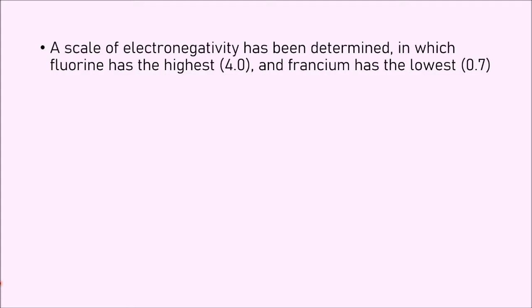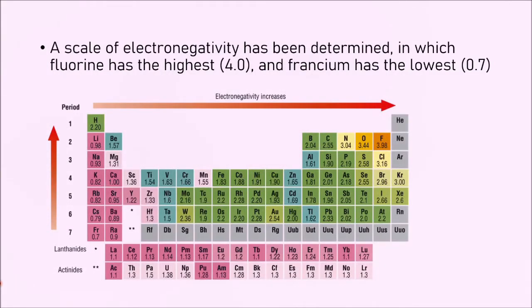Because if we look at the periodic table here, we've already said that electronegativity increases up a group and across a period. Now, ignoring the noble gases, fluorine will therefore be in the top right-hand corner of the periodic table. That's why it has the highest electronegativity. Francium, therefore, which is in the bottom left-hand corner, will have the lowest electronegativity of 0.7.